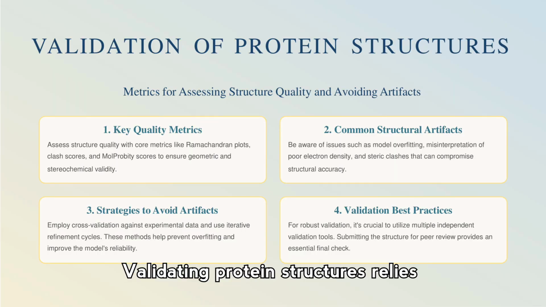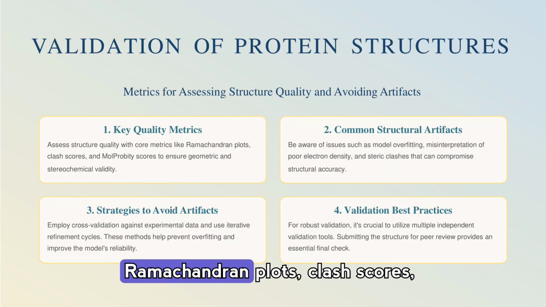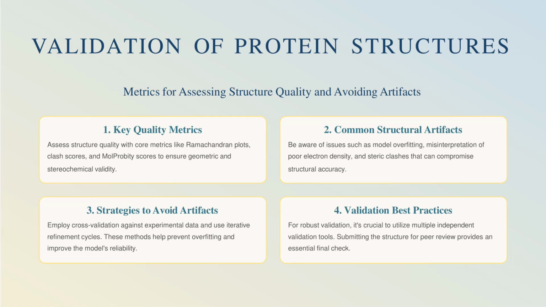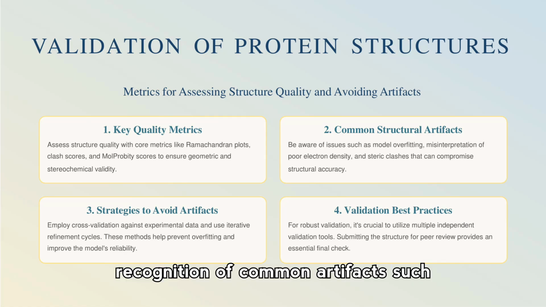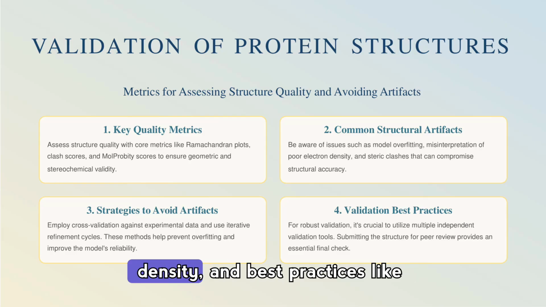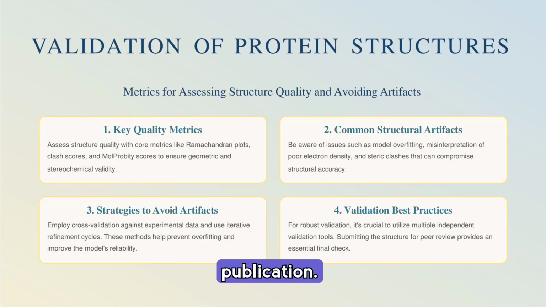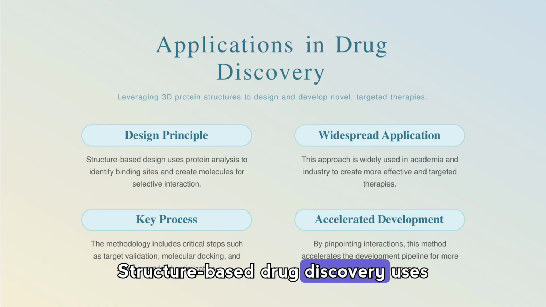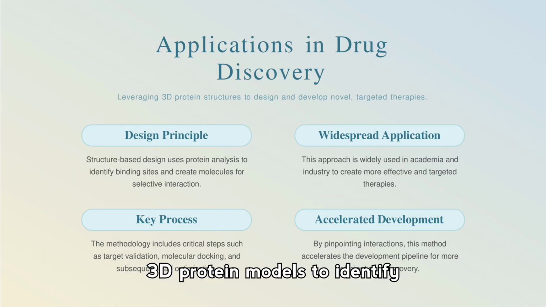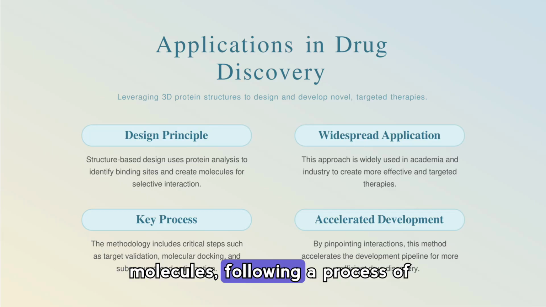Validating protein structures relies on quantitative metrics like Ramachandran plots, clash scores, and MolProbity assessments. Recognition of common artifacts, such as overfitting or misinterpreted density, and best practices like cross-validation and multiple independent checks are needed before publication.